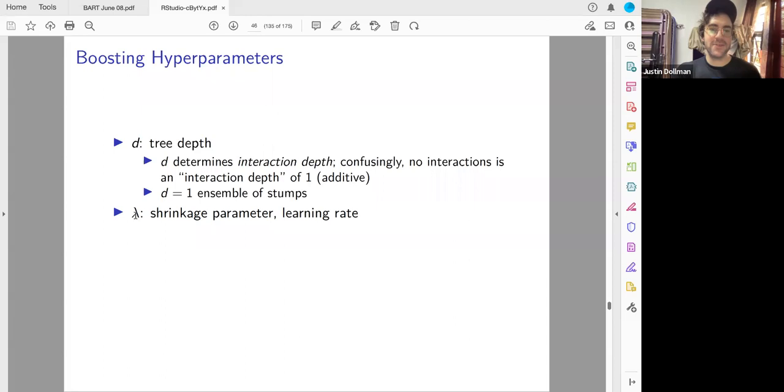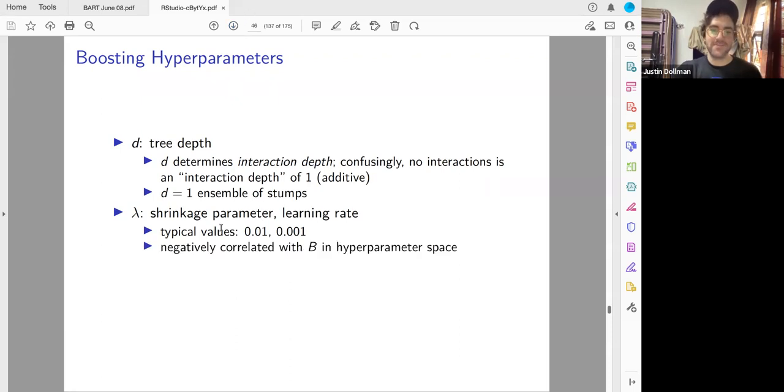All right, then you have lambda, the shrinkage parameter or learning rate, and they write typical values would be a hundredth or a thousandth. That's pretty small. That's got to be demoralizing for a tree. It tries to fit the data, and then you say, all right, I want 1/1000th of what you're giving me. I wouldn't like to be that kind of decision tree.